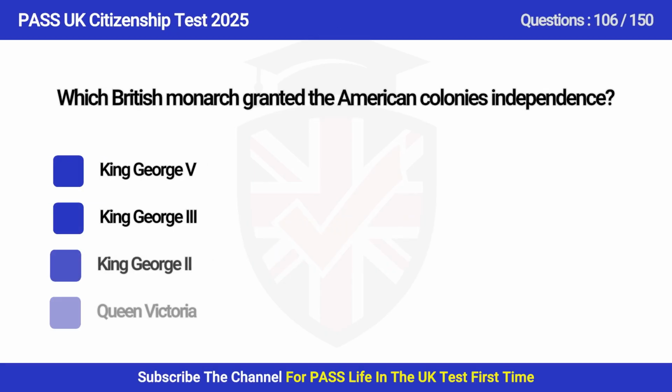Question 106. Which British monarch granted American independence? A. King George V, B. King George III, C. King George I, D. Queen Victoria.